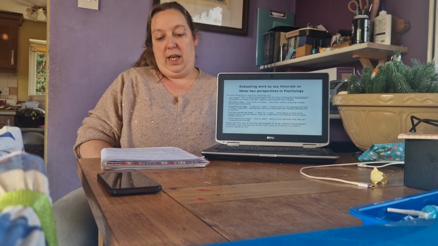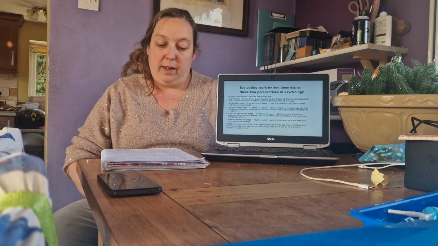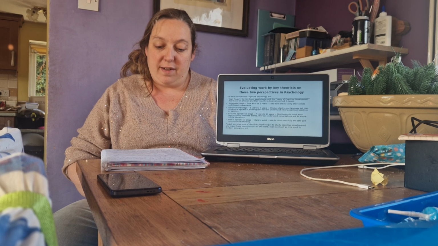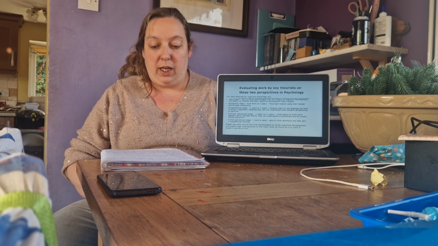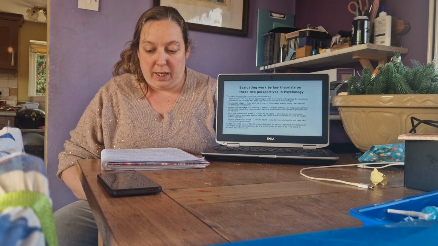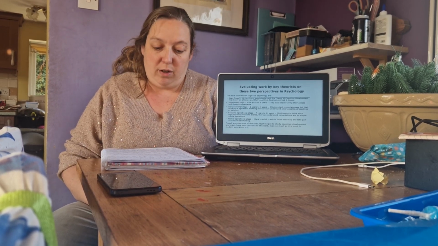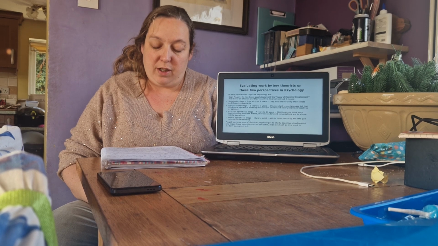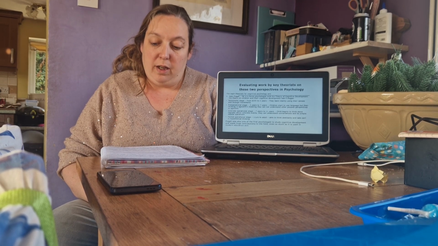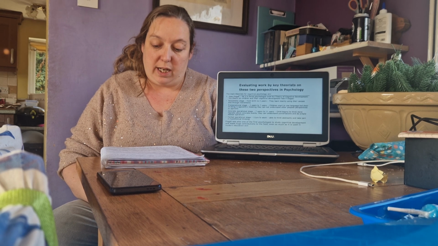Evaluating the work of key theorists on the two perspectives in psychology. The main theorist for cognitive psychology is, number one, Jean Piaget. He is a Swiss psychologist with his theory of cognitive development. This theory on children and their cognitive development has 4 stages.